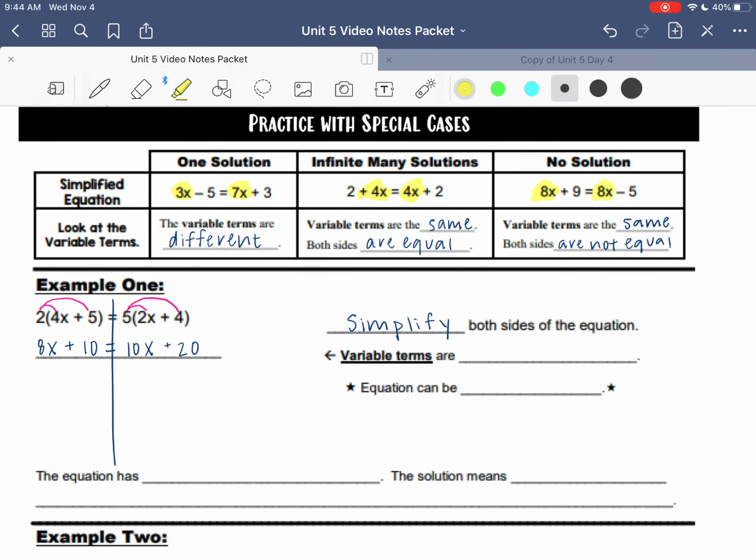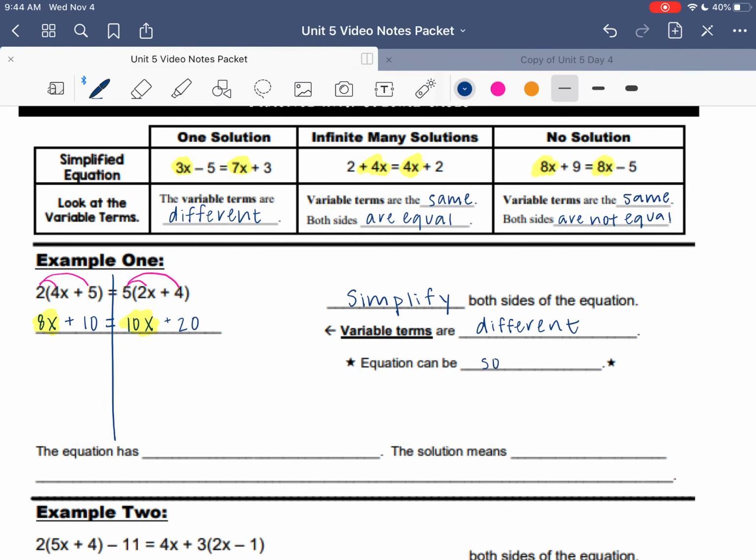So we're going to look here at the variable terms. So I have an 8x and a 10x. So the variable terms here are different. The coefficient is different, which means that this equation can be solved for an answer like x equals a number. So we're going to keep going and we're going to solve this.